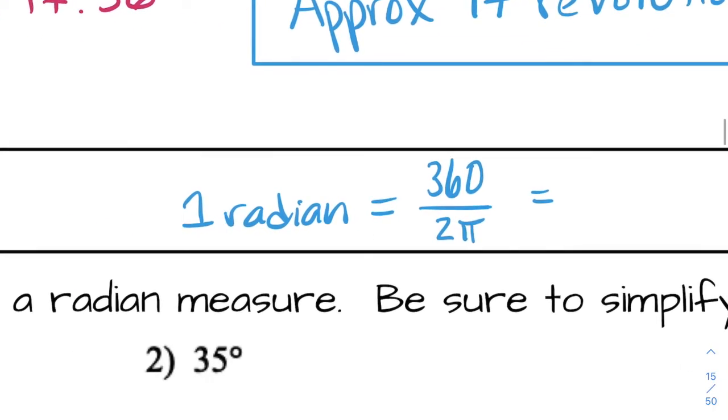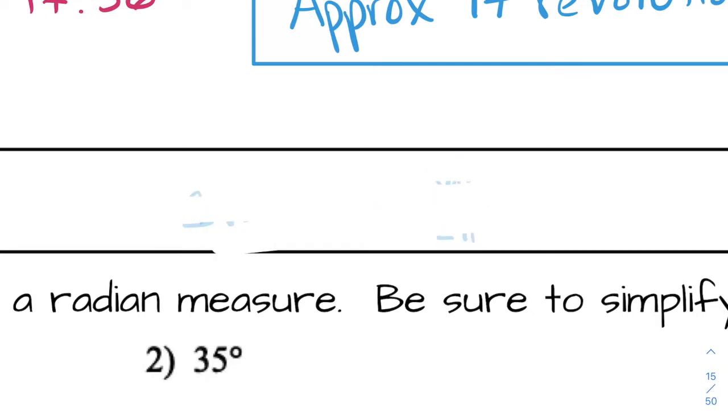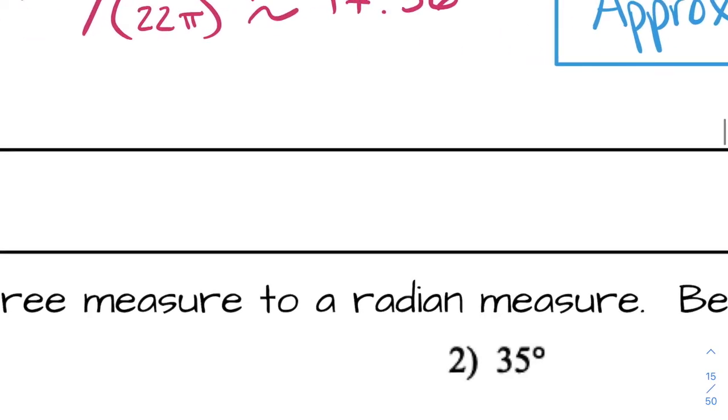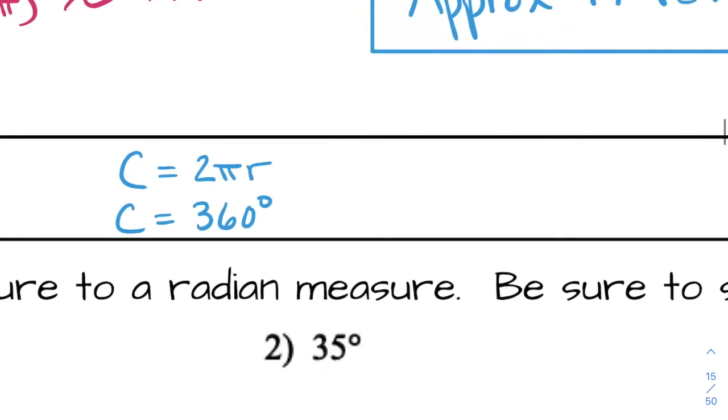Let me rephrase this. Let's go back to the beginning. If circumference is equal to 2 pi r, and the circumference is also equal to 360 degrees in theory, right? It's not in terms of length but in terms of a degree measure. Then let's set these equal to each other.